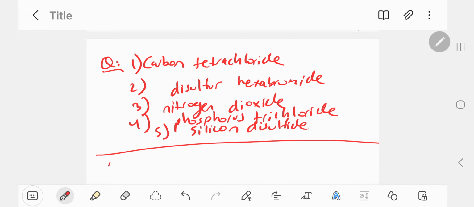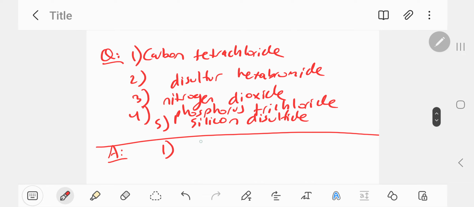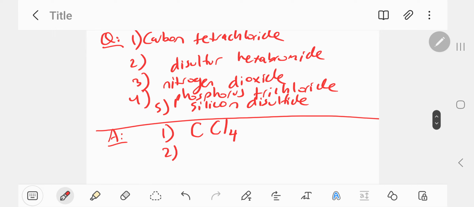Here are the answers. 1. Carbon tetrachloride. Carbon is C. Chloride is chlorine, Cl. Tetra is 4, goes down here. Number 2, disulfur. Sulfur is S. Di means 2. Hexabromide. Bromide is bromine, Br on the periodic table. Hexa is 6.